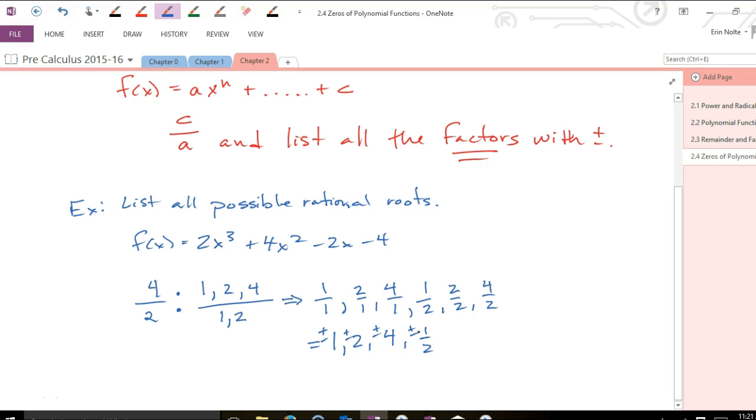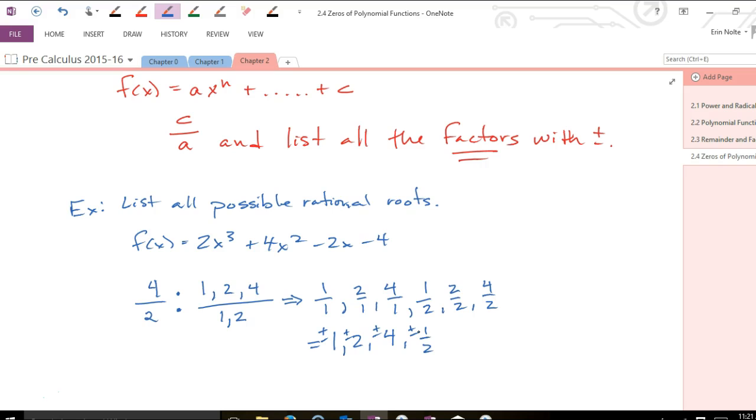Okay, so basically what that means is that of this cubic function, one of these could possibly be one of the zeros. So I have 8 scenarios where one of these is one of the zeros. But all of the negative scenarios too.